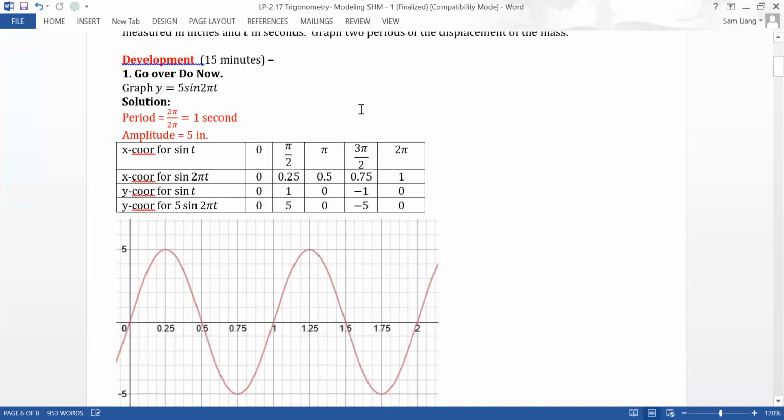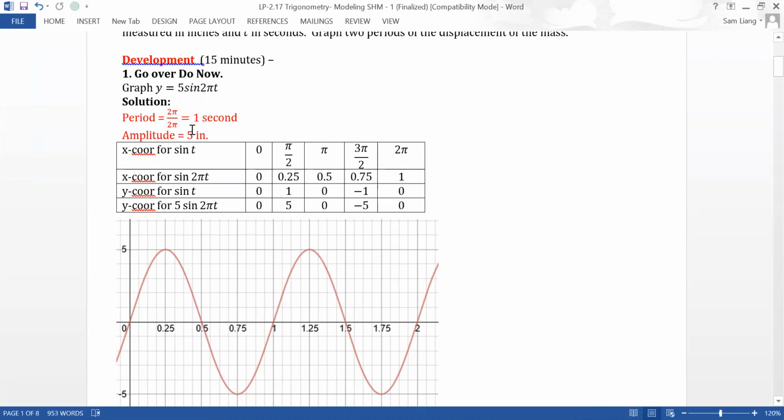All right, so our job was to graph 2 periods of 5 sine 2 pi t. So first thing I did was identify the period and the amplitude. The period is 2 pi divided by this coefficient of t, which is 2 pi. So 2 pi divided by itself is just 1. And I did include the units here because that's given, it's in seconds. So 1 second would be the period. So it completes 1 cycle, in other words, in 1 second.